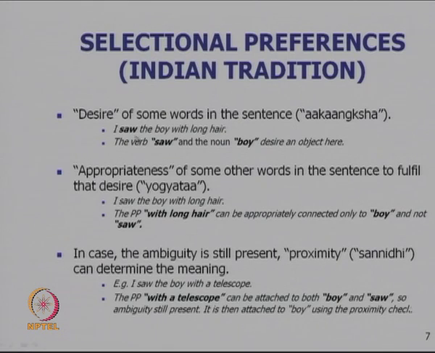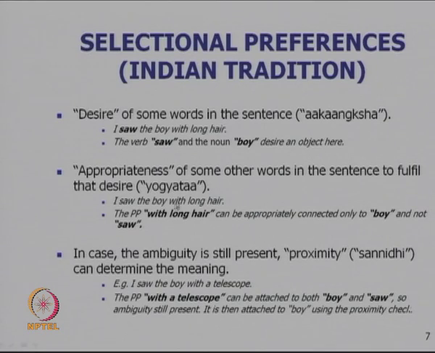Now, both see and boy can take a prepositional phrase. Okay. Now, see definitely has an object here. The boy is the object of seeing. With long hair is an adjunct. It is non-essential information. It is an additional piece of information in the sentence. So, it can go either with the boy or with see. So, both see and boy have a certain amount of desire which can be met with this prepositional phrase.